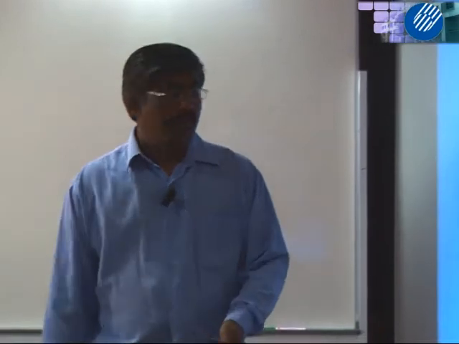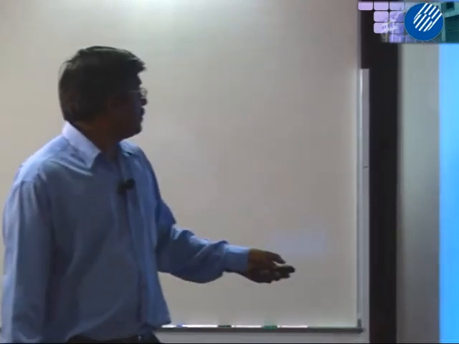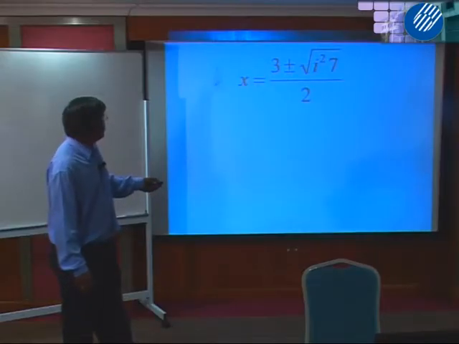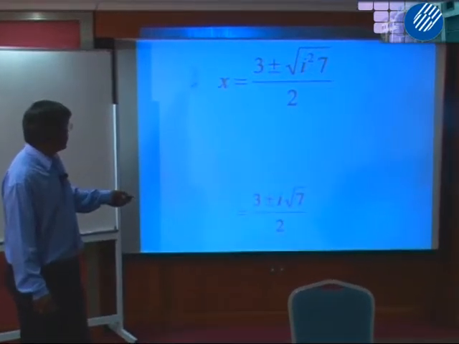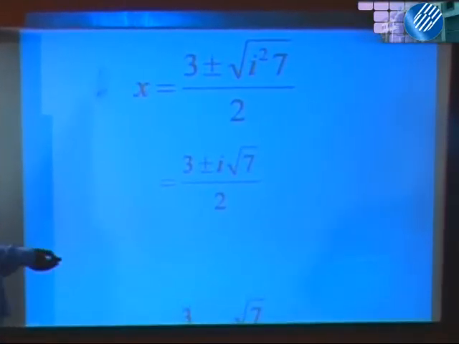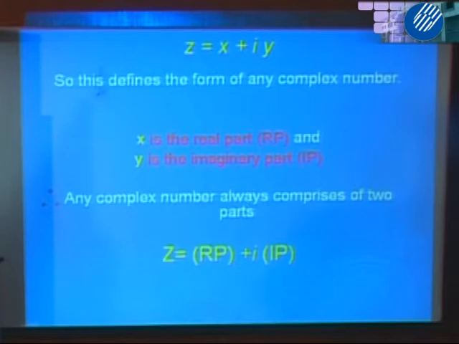So if we recall the previous problem, we see that the solution of this problem has ended up as x equal to 3 by 2 plus or minus i root 7 by 2. So this leads to a complex number, as I mentioned, and the general form of a complex number is z equal to x plus iy.